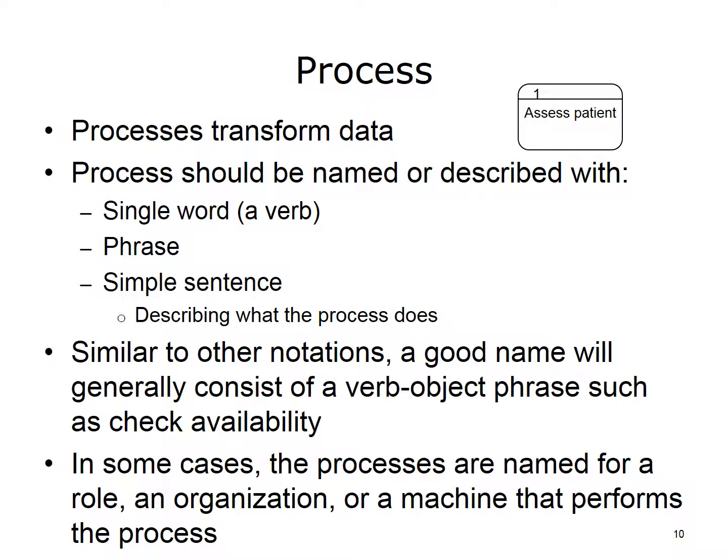Optionally, processes can also have a lower section, similar in appearance to the process identifier part at the top, in which the role or machine that accomplishes the process, or the physical location where the process is undertaken, is shown.